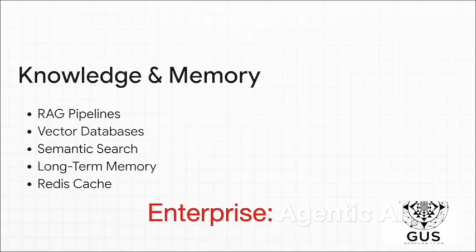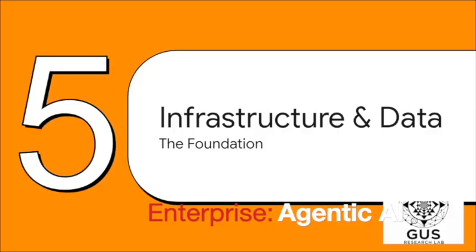And to ensure that AI isn't completely amnesiac every time you talk to it, we have the knowledge and memory layer. It uses RAG pipelines, retrieval augmented generation, along with vector databases to enrich every single prompt with your company's specific private data. Plus, it maintains long-term memory to preserve context over weeks or even months. No more repeating yourself.